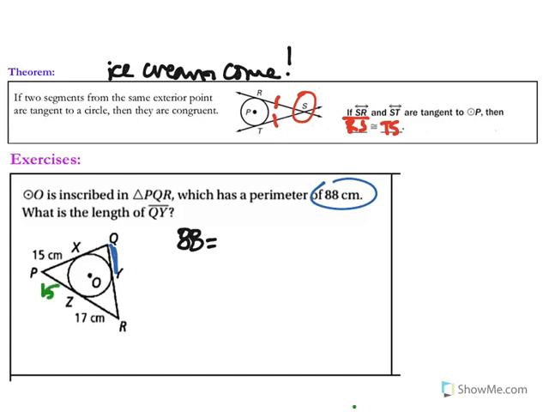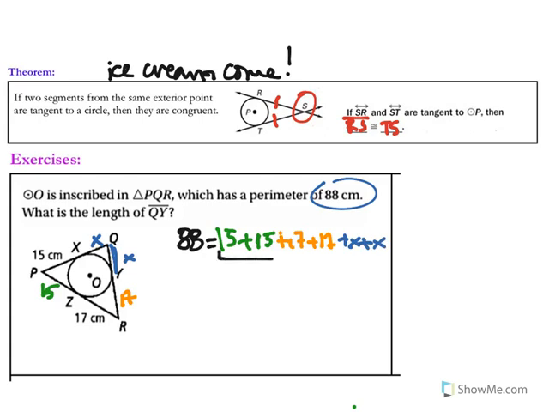So I can say 88 is going to be 15 plus 15. It's obviously more than that, but those two are good right now. And then over here, ZR is 17. Well, YR is also 17 because they come from the same exterior point of R, and Z and Y are both tangent to the shape. So I'm going to say plus 17 plus 17. The only thing is we don't know what QY is, and that means we also don't know what XQ is. But those have to be the same, so we're just going to call them X or something, and so we'll say plus X plus X.